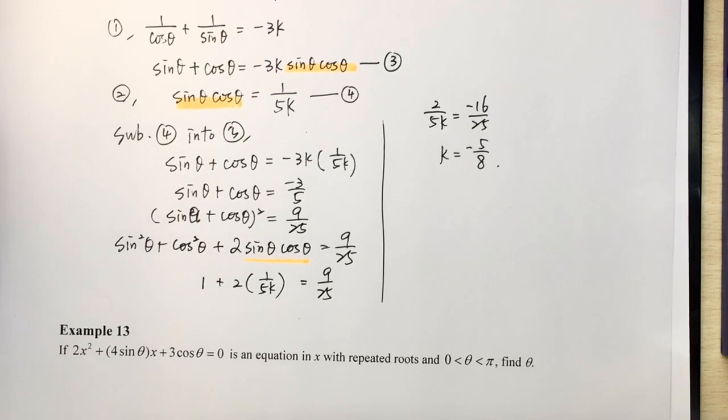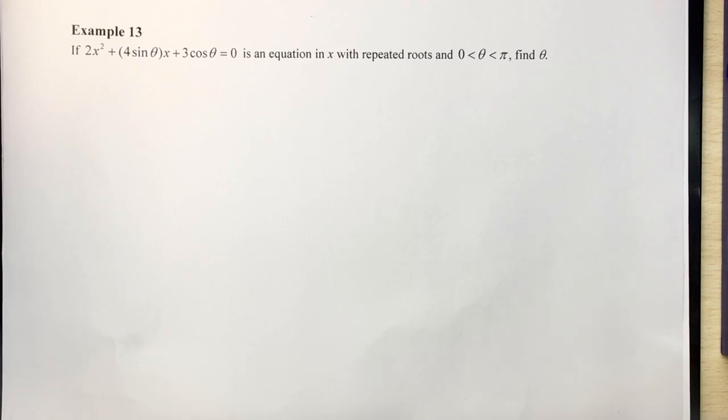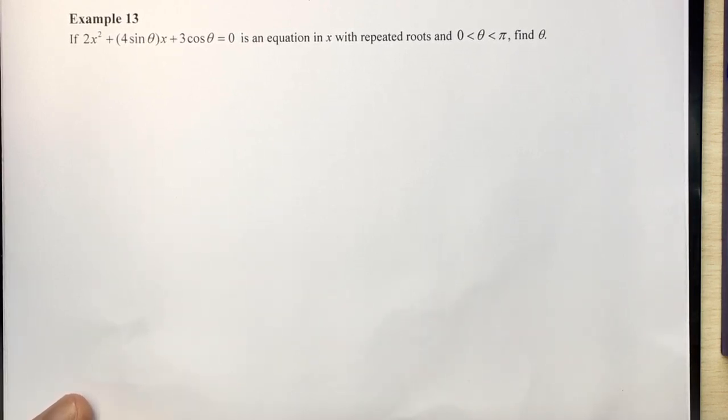And lastly, example 13. When we are talking about roots, we can say the equation has 2 real roots, there's no root, or it has repeated roots, right? So if an equation involves trigonometric ratios, then what would it be like? Okay, the last example of this part as well as this video, example 13.